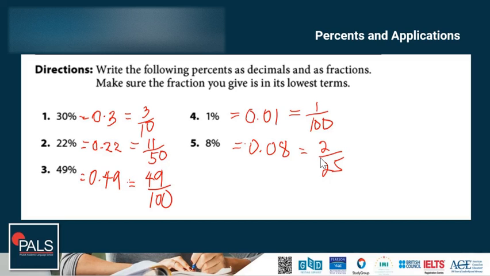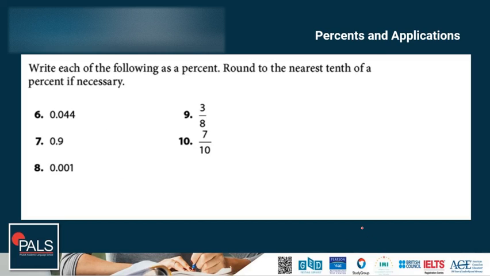Okay, let's continue to the second part of the drill. Write each of the following as a percent. Round to the nearest tenth of a percent if necessary. Again, pause the video and then continue on. Here are the answers. 0.044 is equal to 4.4%.